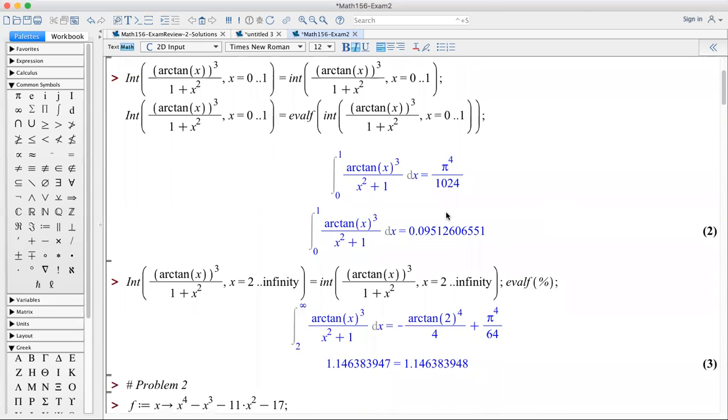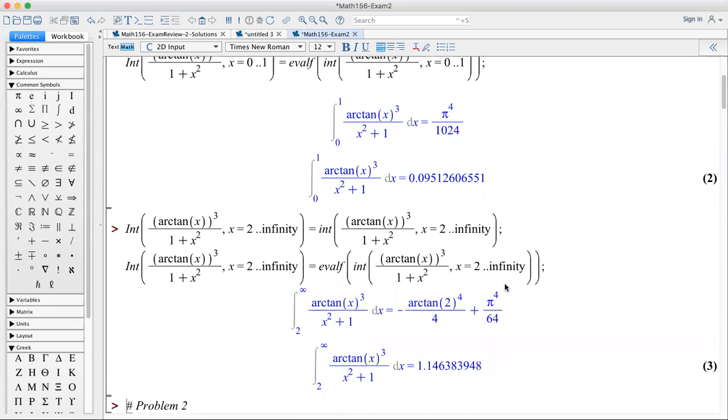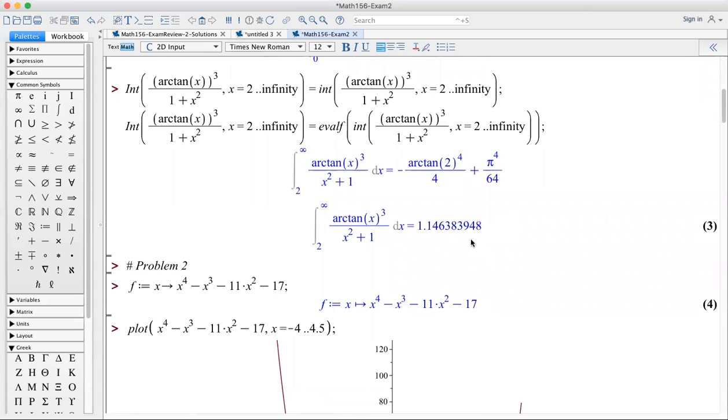And similarly, I asked for the integral from 2 to infinity. This is what it is. And again, if I want it as a decimal, I can just put EVALF, evaluating floating point there. And here I get the answer as a decimal.